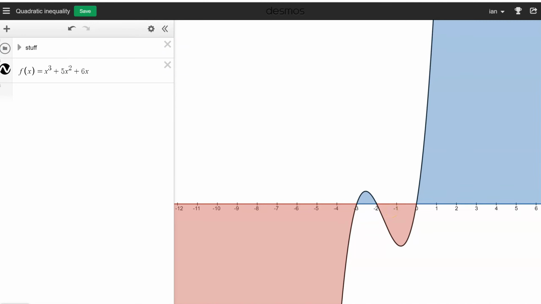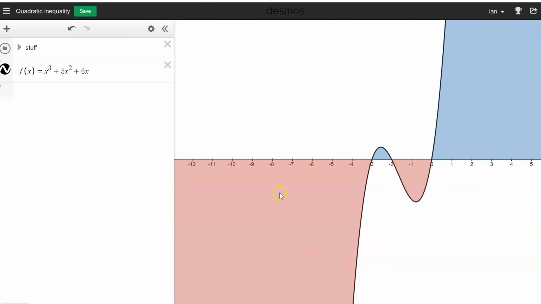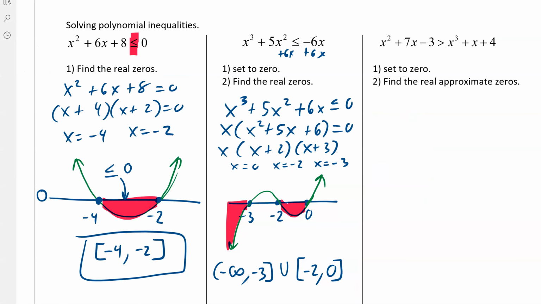And you can see in Desmos, we have the same thing. From negative infinity to negative 3, it is less than. From negative 2 to 0, it is less than. These are the greater thans. So if that had been a greater than or equal to, like that, then our answer would have been negative 3 to negative 2, union 0 to infinity.